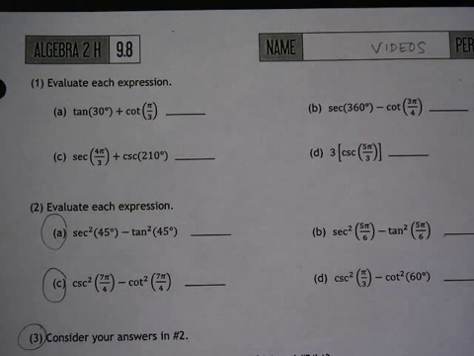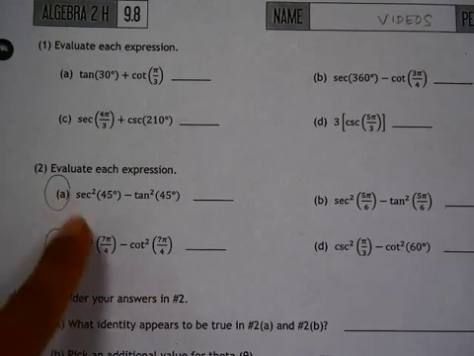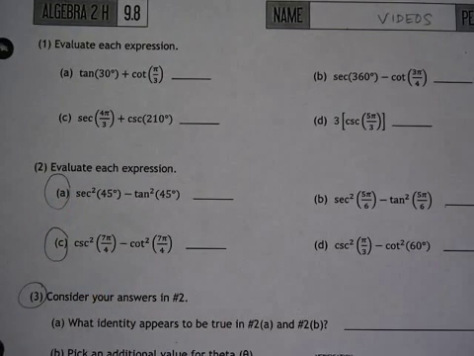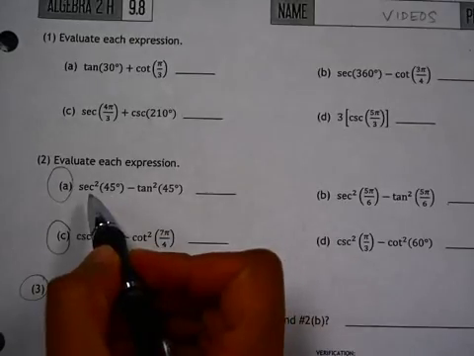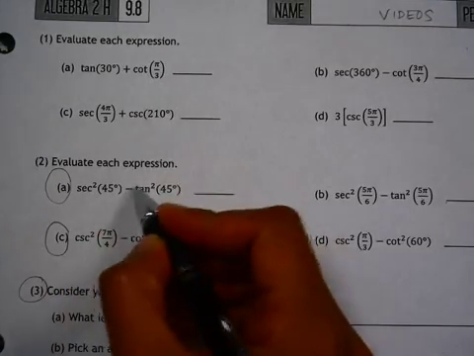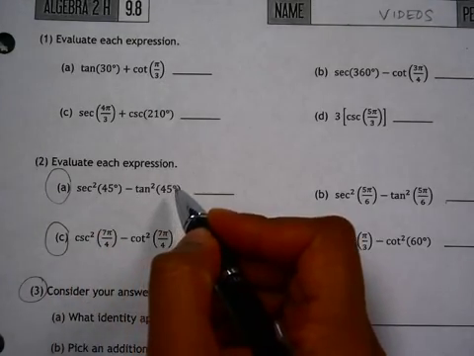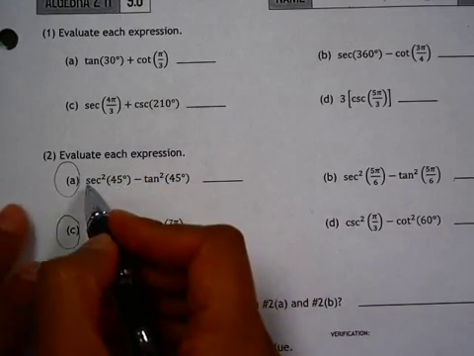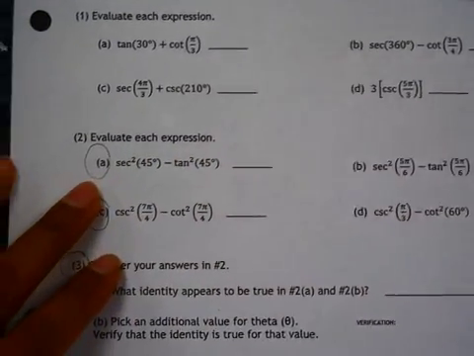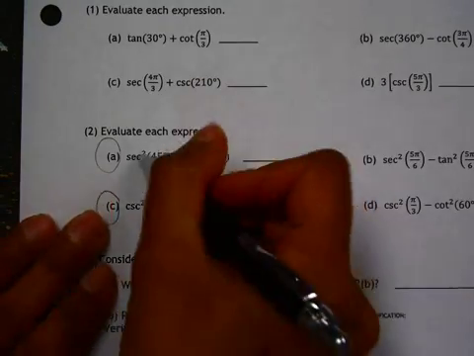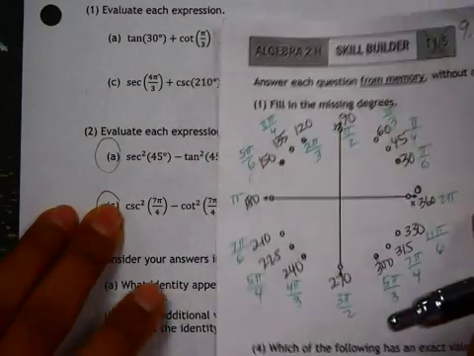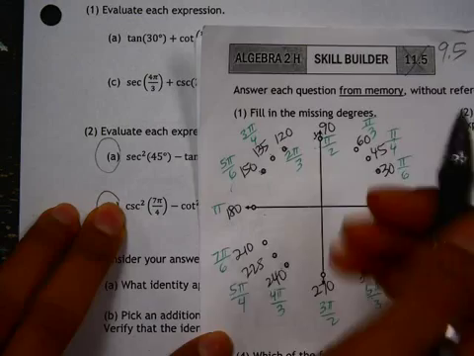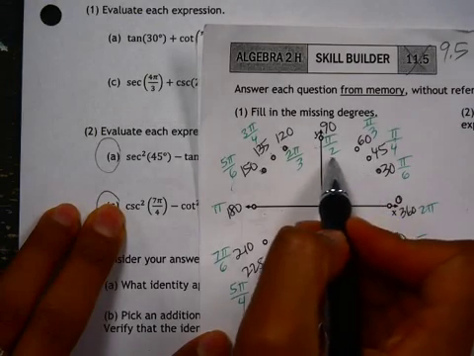This is for the Algebra 2 Honors 9.8 lesson, and we're going to first look at 2a and 2c where we're evaluating each of these expressions. So the first one here is secant squared 45 degrees minus tangent squared of 45 degrees. Secant is the reciprocal of cosine. So before we can find secant, we need to find the cosine at 45 degrees. So here, cosine is root 2 over 2.